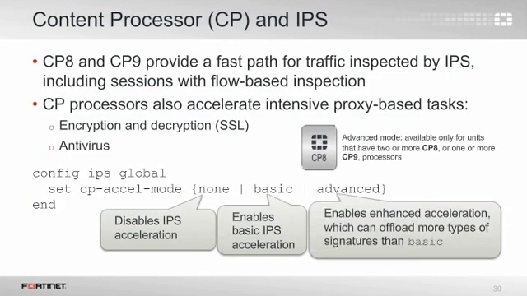The content processor, or CP, is a co-processor for the CPU. It accelerates many common resource-intensive and security-related processes. Since the very first FortiGate model, Fortinet has included a content processor in the design. The CP works at the system level. CP8 and CP9 provide a fast path for traffic inspected by IPS, including sessions with flow-based inspection. CP processors also accelerate intensive proxy-based tasks, such as encryption and decryption and antivirus.